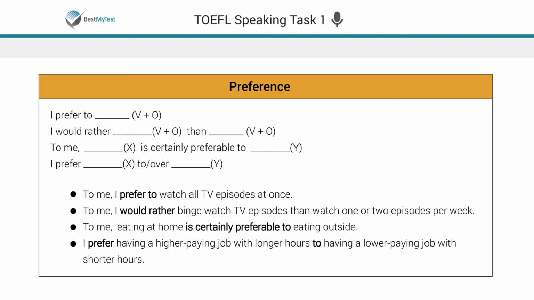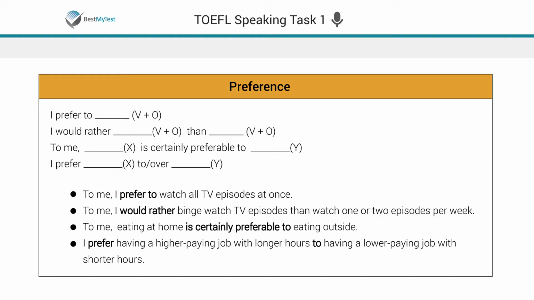The next sentence pattern, I would rather, same idea, add a verb or verb and an object, than, and then you add another second verb or object. We'll get to an example in a second. The next one is, to me, X is certainly preferable to Y. Now here, X and Y, you're adding nouns. You can't put a verb here. You can't put an adjective here. You've got to put a noun here. And the same with the last sentence pattern. I prefer X over Y, or I prefer X to Y.